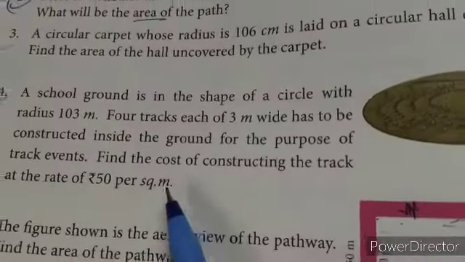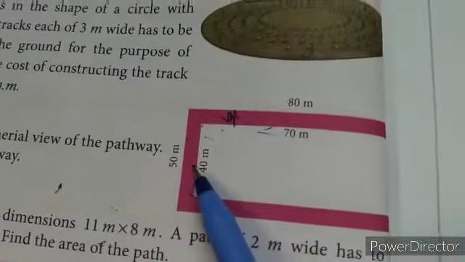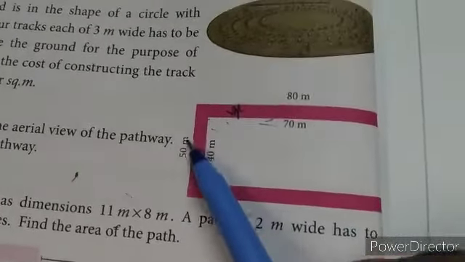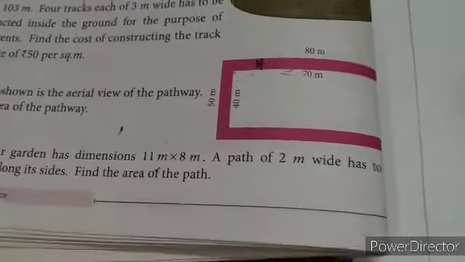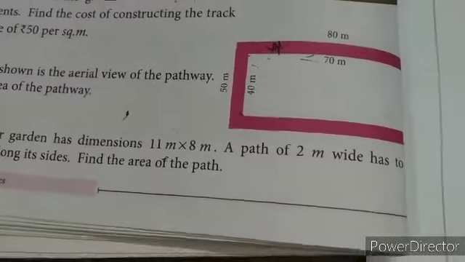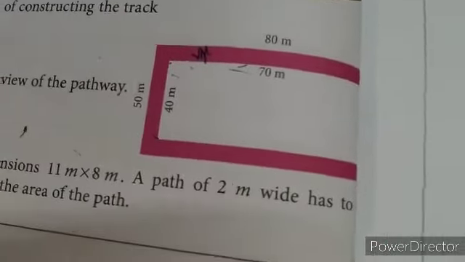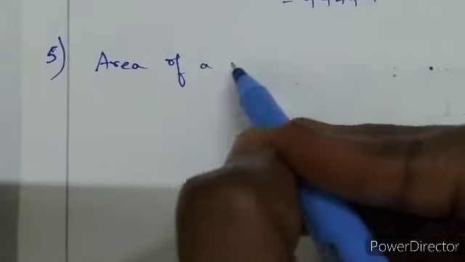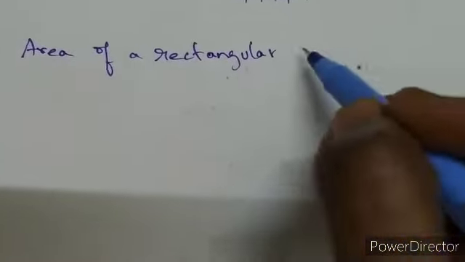Here the next sum you can try as a homework sum. We can go for the fifth sum. Fifth sum is about a rectangular pathway. Here it is given as an inner rectangle, and in the figure the outer rectangle length and breadth is given. By seeing this figure, we can try the sum in the classwork note. So what is the formula to find the area of a rectangular pathway?